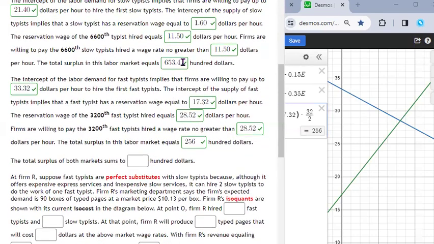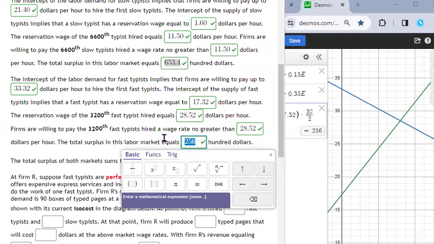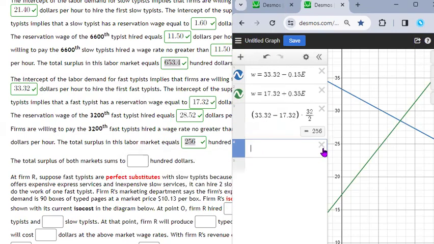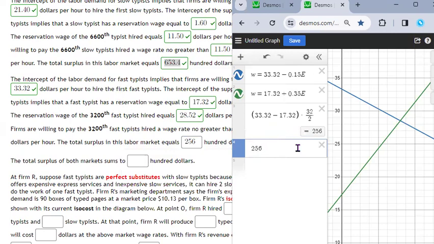To get the total surplus, we're going to add the labor market surplus for slow typist to that of fast typist. So we got 256 plus 653.4, and so we have a total surplus of $909,400.